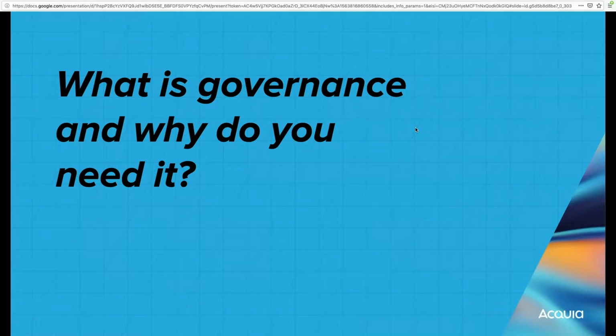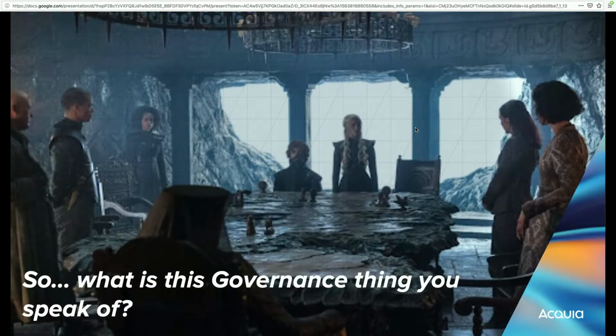All right, so first we're going to start out with talking about what is governance and why you need it for your organization to prevent it from becoming the Game of Thrones. So what is this governance thing that we're talking about? So governance is just a decision-making framework that you can apply in your organization to help assign ownership of tasks, set different priorities for the business, and define some guidelines, standards, and processes. It's basically a compass that helps set the direction of your platform.